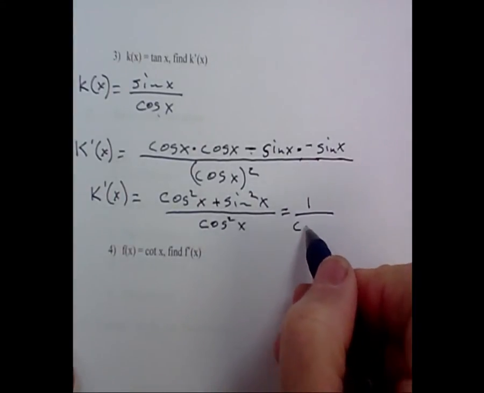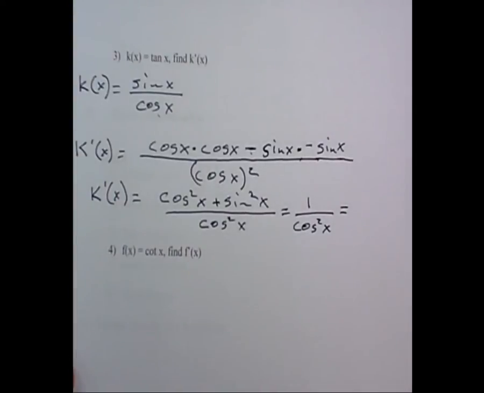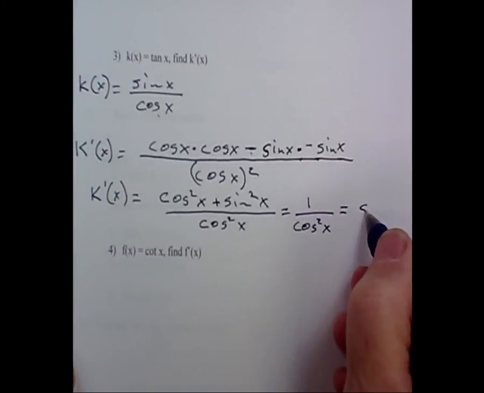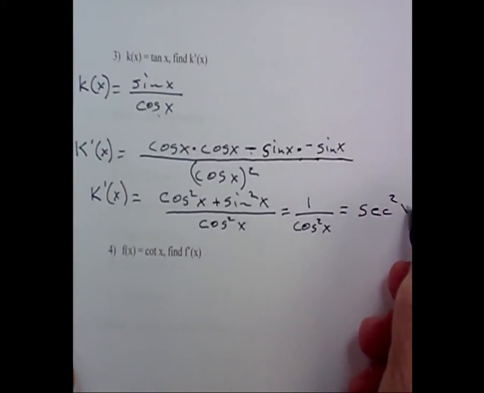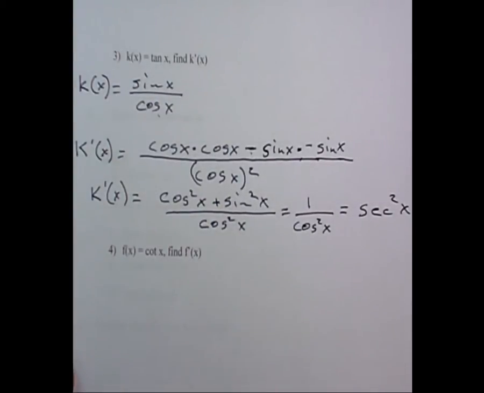And this is cosine squared on the bottom. So what's my final answer? What is 1 over cosine? So it's secant squared x. So the derivative of tangent is secant squared. Derivative of tangent is secant squared.